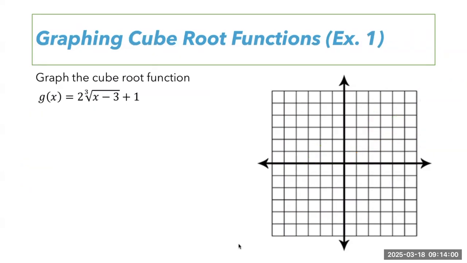So let's take a look at a cube root function. So I would go through the same process. First, I want to identify my parent function, which in this case is going to be the simplest version of a cube root function, so cube root of x. And the cube root of x is going to have points like 0, 0, 1, 1, 8, 2, negative 1, negative 1, negative 8, negative 2.